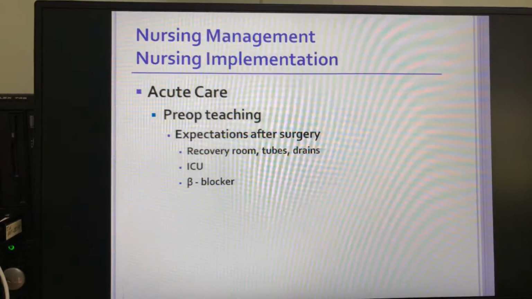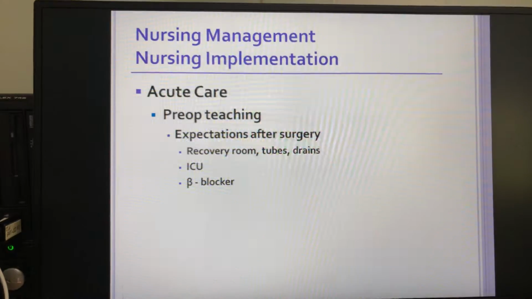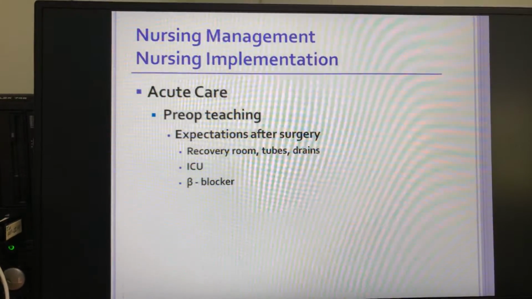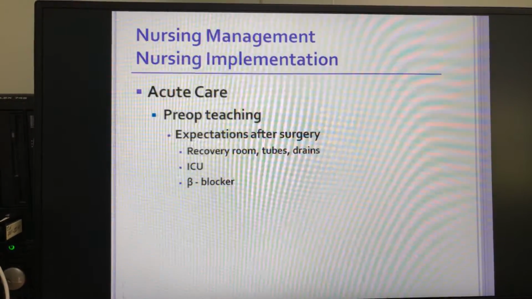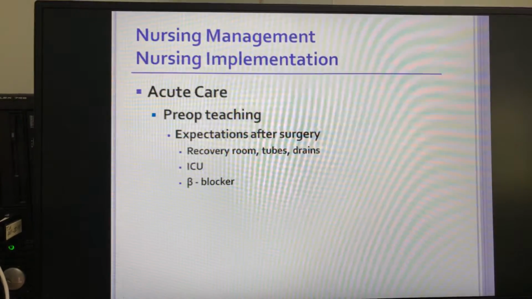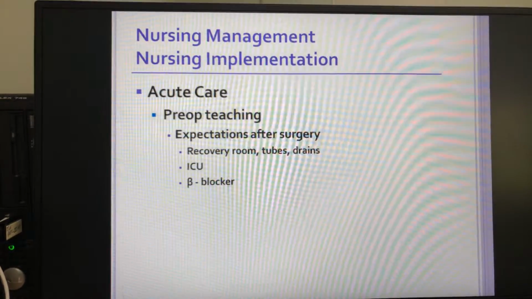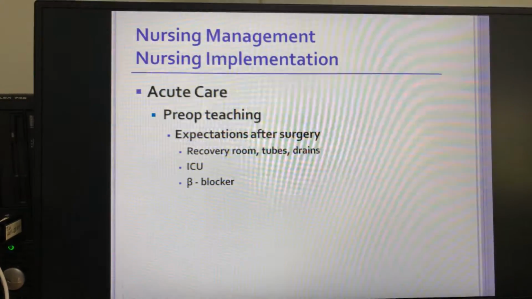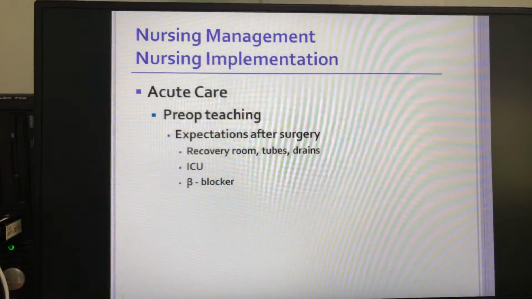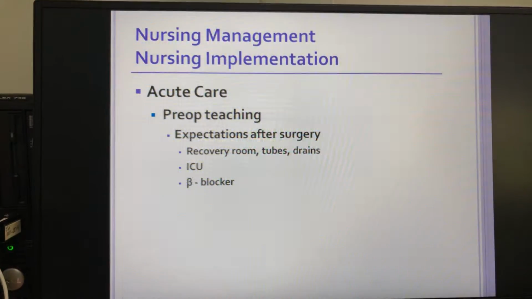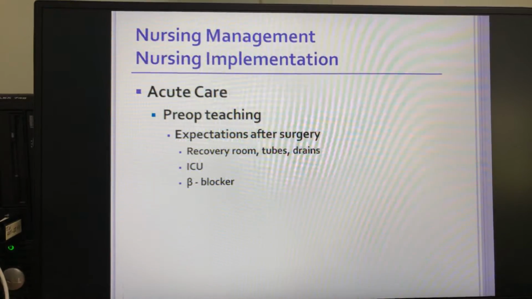We also want to pre-operatively tell the patient what to expect post-operatively, and the expectations that they're going to encounter in the recovery room, that they'll be having tubes and drains, then they'll move from recovery to the ICU, and that they may be on beta blocker drug management. The patients with a history of cardiovascular disease are the ones that usually receive a beta blocker pre-operatively, and that beta blocker is usually metoprolol.